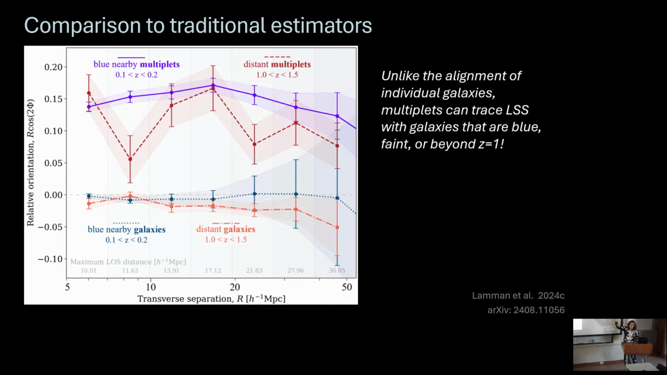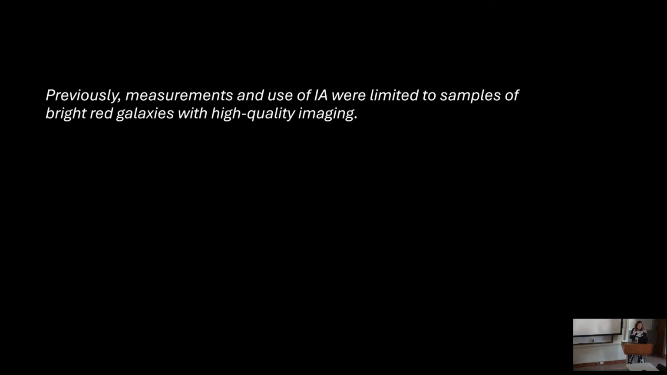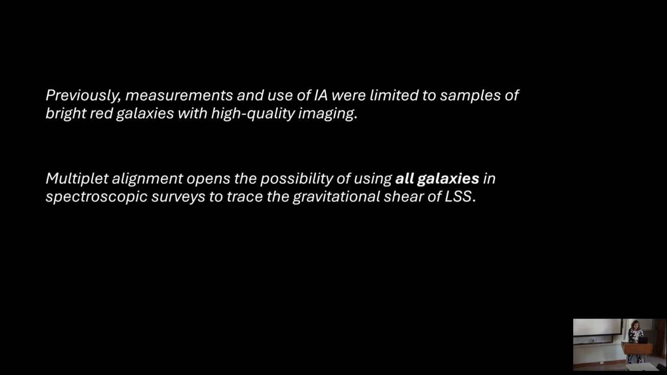And this sample beyond redshift 1 is particularly sparse for year 1, but is going to get much more filled out with future DESI data, so I'm especially excited about using this at high redshifts. Previously, measurements and use of intrinsic alignments were limited to samples of bright red galaxies with high-quality imaging.